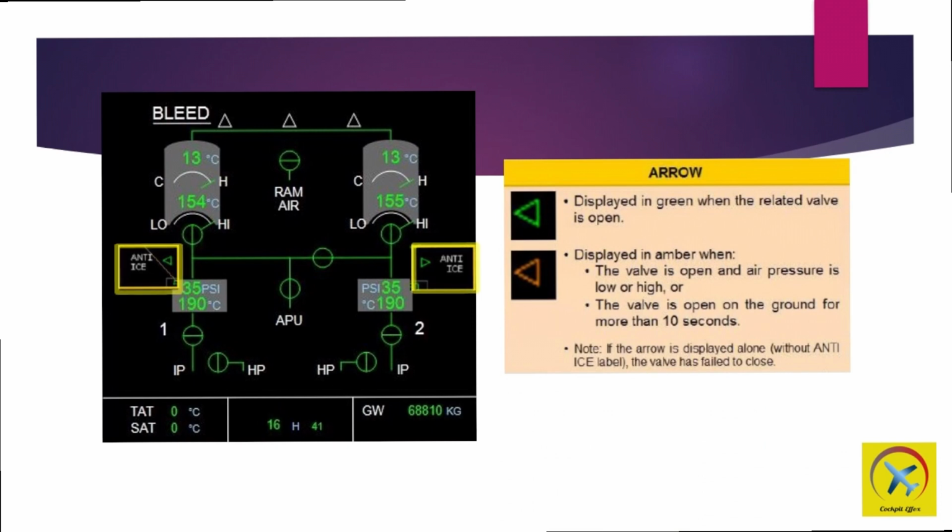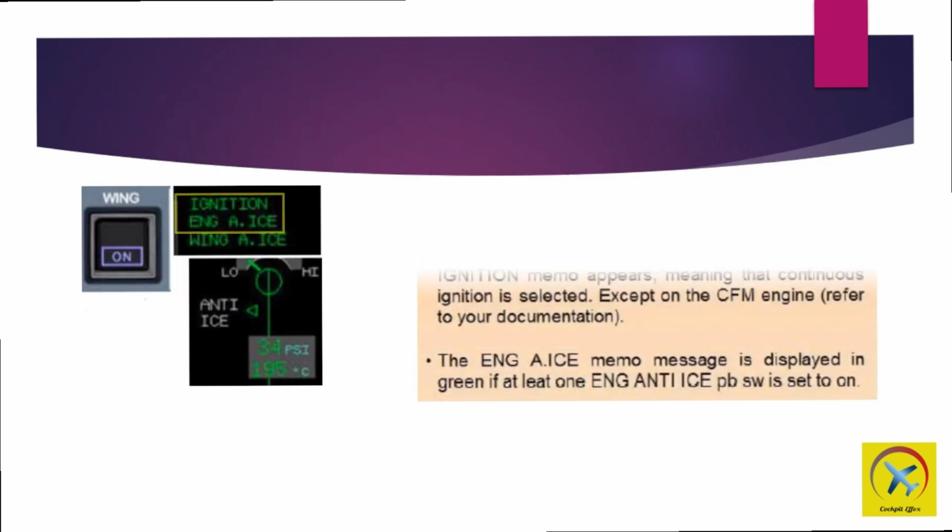Otherwise, it is displayed in amber when the valve is open and air pressure is low or high, or the valve is open on the ground for more than 10 seconds. Note, if the arrow is displayed alone without anti-ice label, the valve has failed to close.